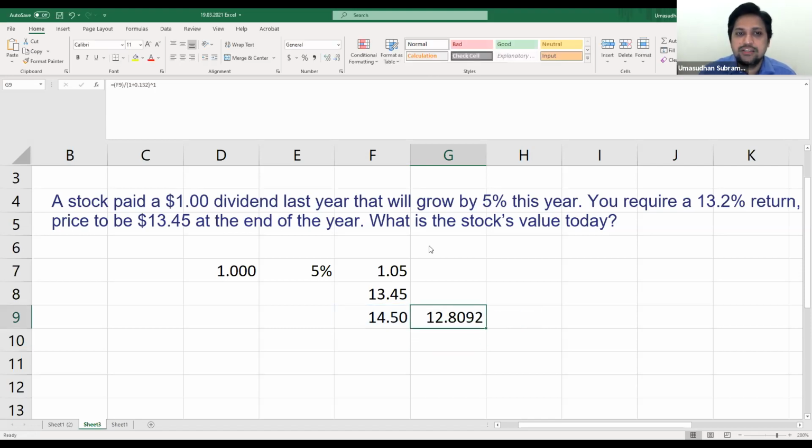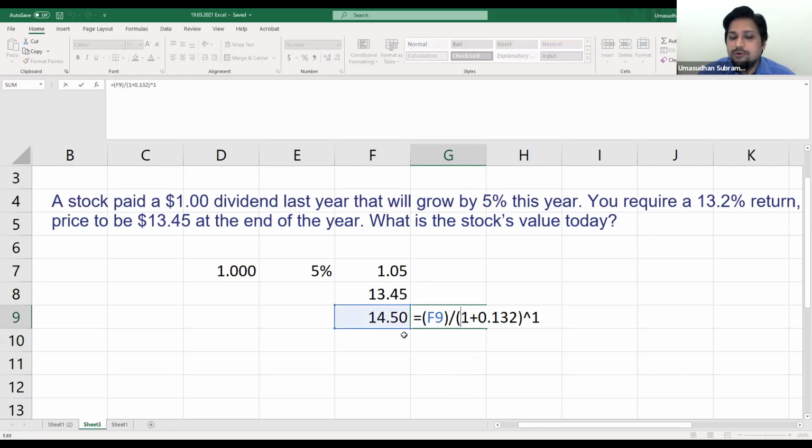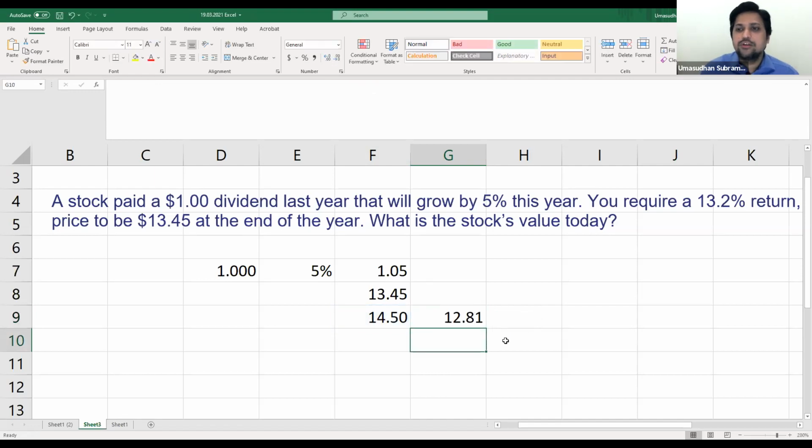So what do you think is the stock price today? 12.81 is the stock price today. Do you agree with me on this? What I did is divide 14.5 by 1 plus 0.132 to the power of 1. You could also use your BA II Plus calculator. You say the future value is 14.5 and the interest rate is 13.2. Compute present value, and the present value you get is 12.81. That's a simple way of doing this, isn't it?